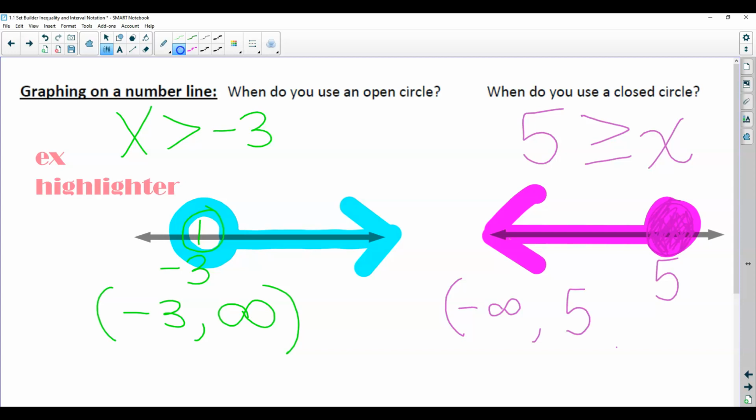But I can't see through it. I shaded the 5 in. It's a closed circle, because remember it was part equal. In interval notation, to show that it's part equal, y'all draw a bracket like this. That's a closed circle. That lets me know it's a closed circle. That's it. That's all there is to interval notation. So we're going to take this concept and do a few things with it.